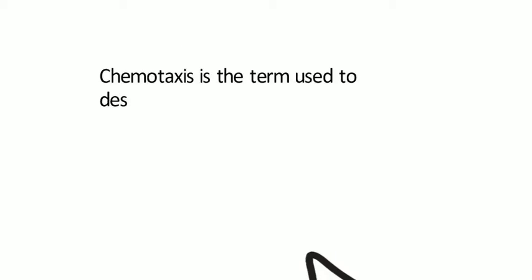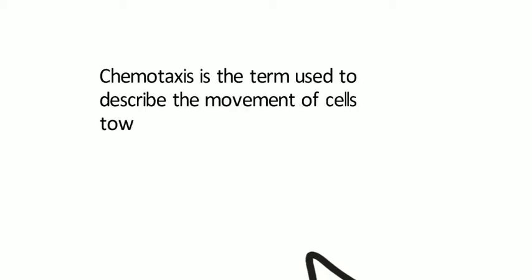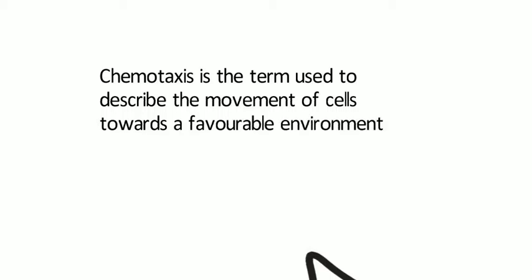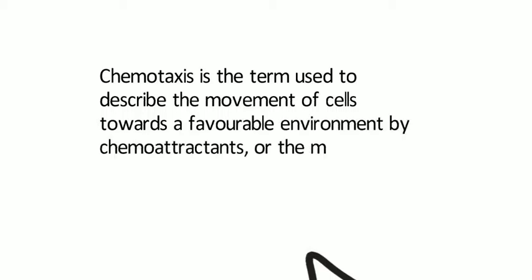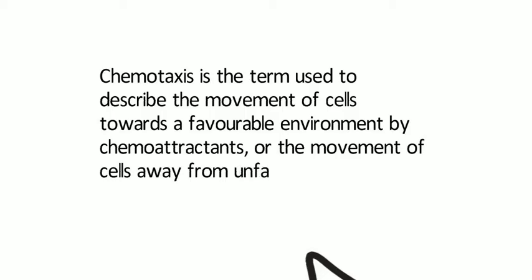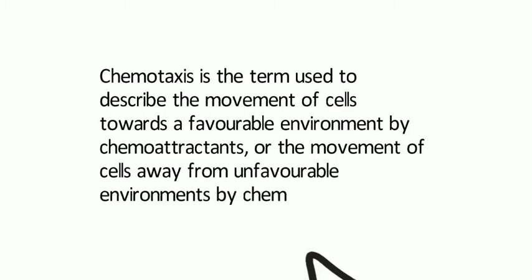Chemotaxis is the term used to describe the movement of cells towards a favourable environment by chemoattractants, or the movement of cells away from unfavourable environments by chemorepellents. It is essential for the cells to move to areas where they can carry out their specific functions, as not all cell types are found in all areas of the body.